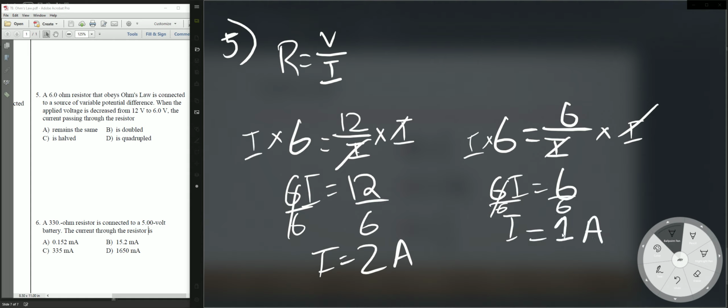So what happens to the current when you decrease the voltage? Well, your current decreases as well. It becomes half, which makes sense because when you decrease the amount of voltage you have, you decrease the water pressure, which means that the current is going to decrease as well because you're slowing down the rate of electron flow. You don't have as many electrons anymore. So that makes sense, all right? And so everything else should be straightforward.